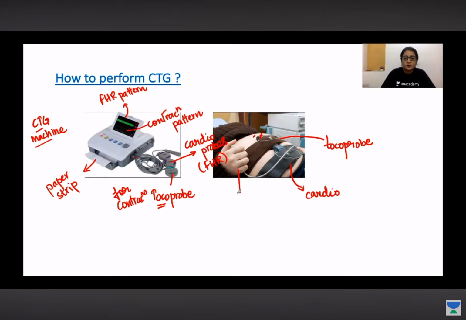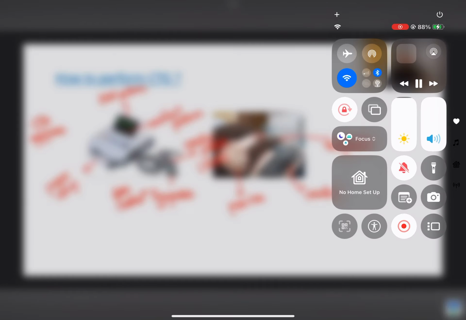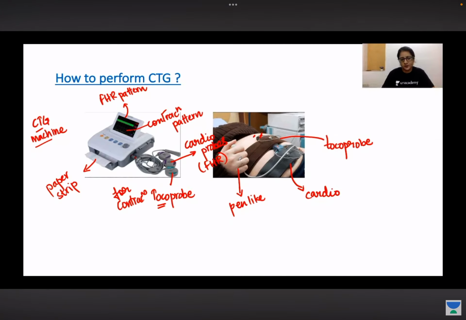And you can see this woman is holding a pen-like structure. This woman is holding in her hand, and every time that she perceives a fetal movement, she's going to click on this pen, right? So she's going to click on it, okay? It's like a button. She'll click on it and it will be recorded onto the CTG paper strip, right? So this is to record the movement. Right?